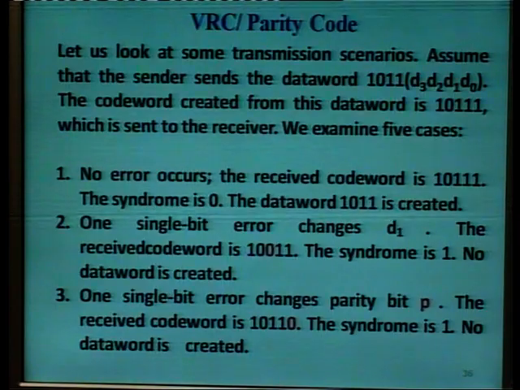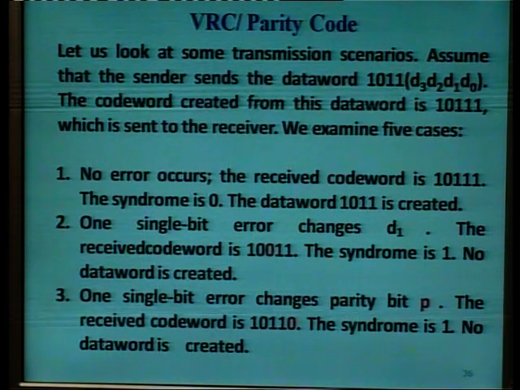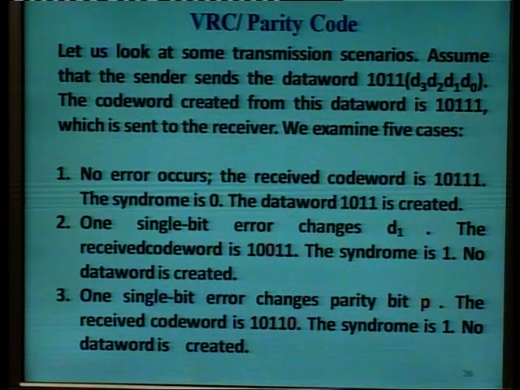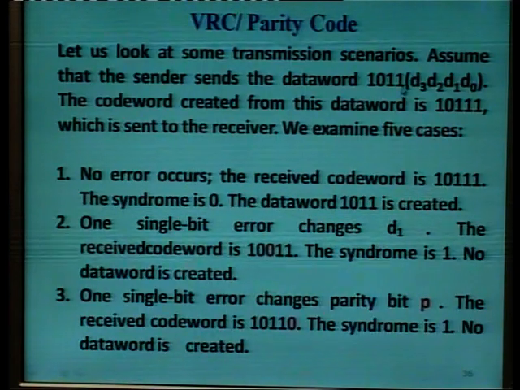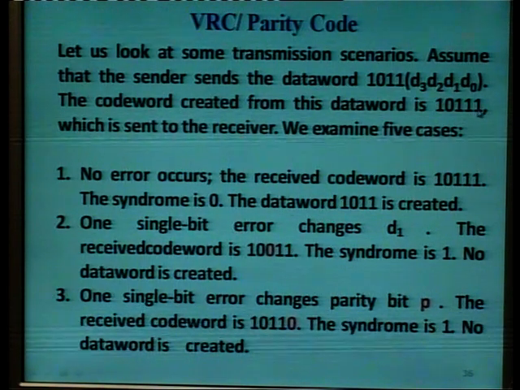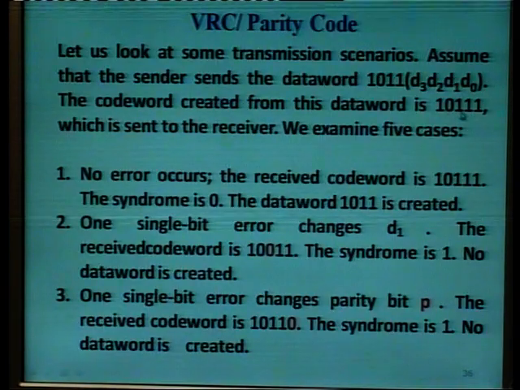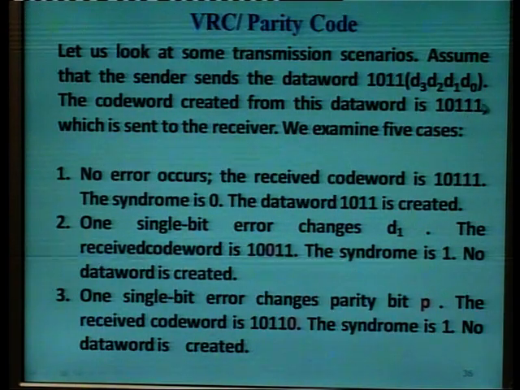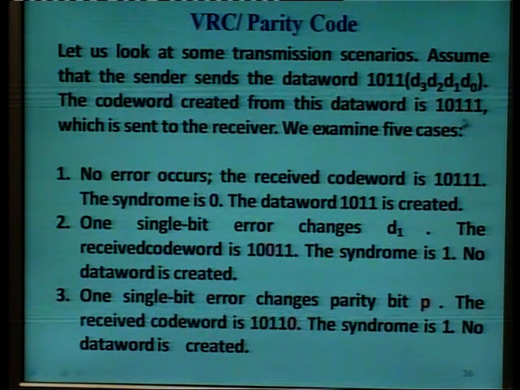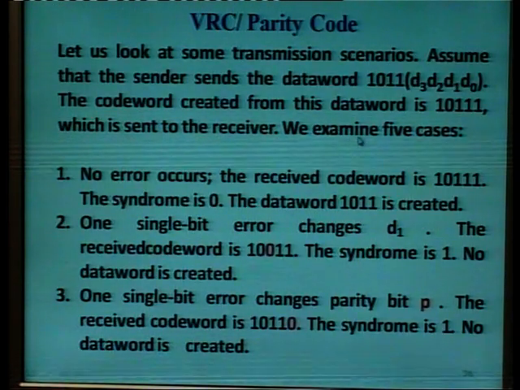Let us look at some transmission scenarios. Assume that the sender sends the data word 1011. Here D0 is data bit 0, then D1, D2, D3. Now this data is transmitted. The code word created from this data word is 10111. One more bit is added, which is the parity bit. Because the number of ones is odd, the parity bit is 1, since we are using the even parity system. In an even parity system, the total number of ones after including the parity bit should be even. Now this data is sent to the receiver. Now we examine 5 cases.